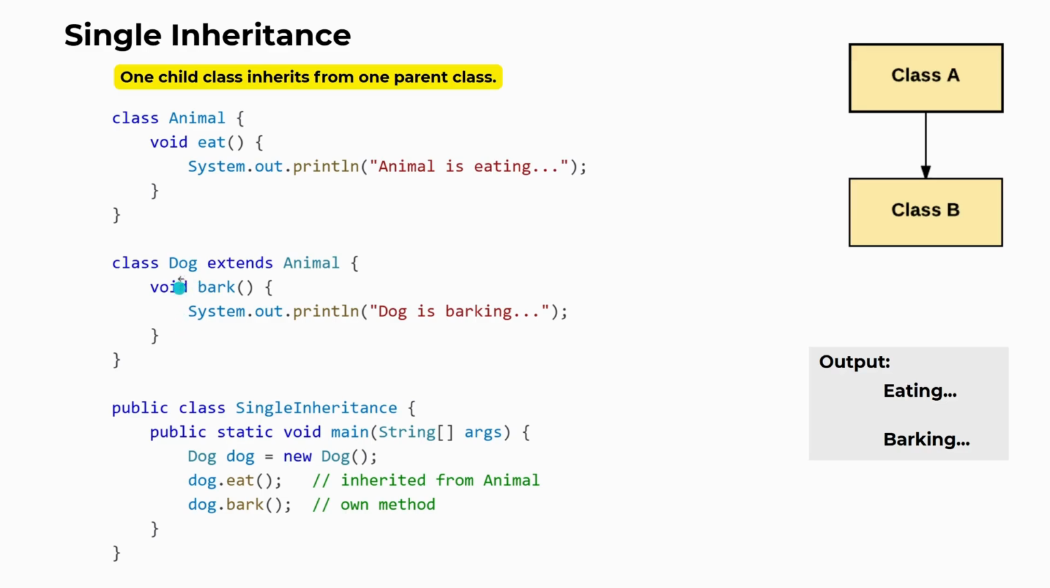If we create one object of this dog class, then that dog class object can also use the methods which are defined here. So I don't have to create another object for this animal class. I don't have to do that because I am extending this class here. So this is how we can use single inheritance. After calling all this, my output will be eating and barking. First, it will call the eat method, animal is eating, and secondly, it calls bark, dog is barking.